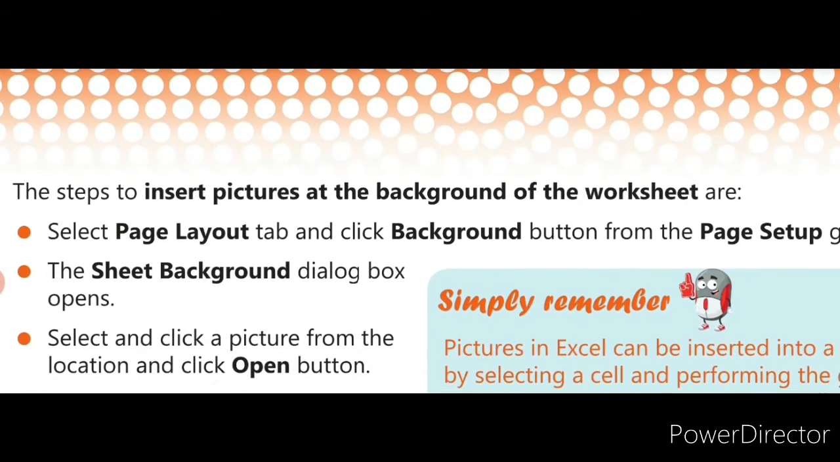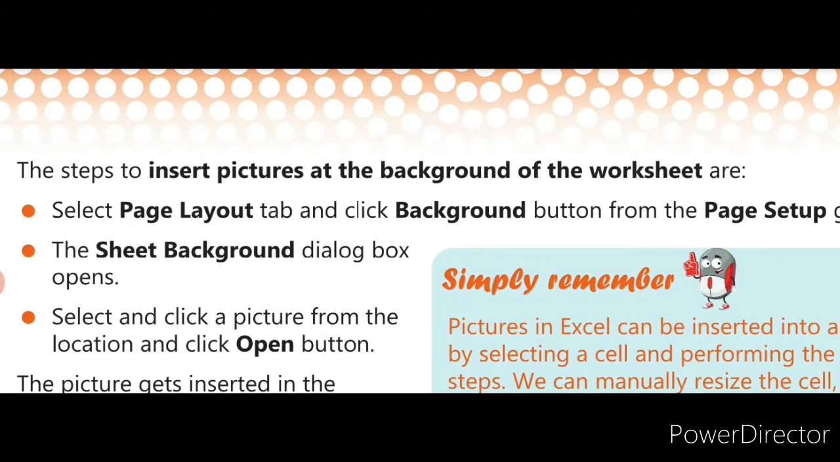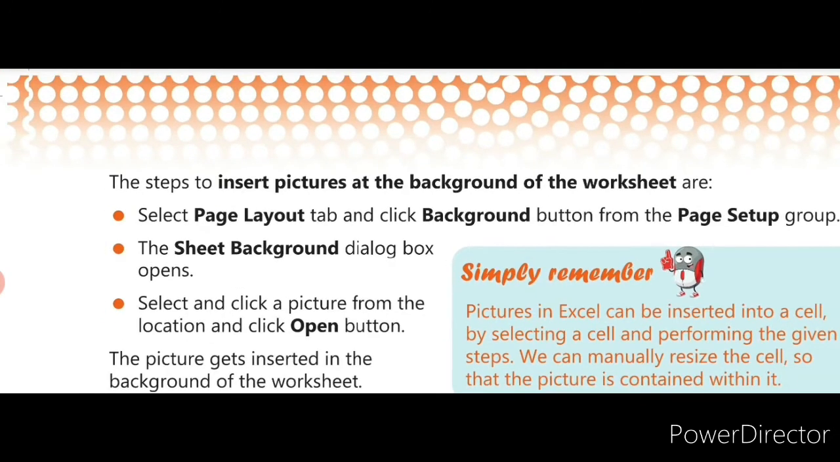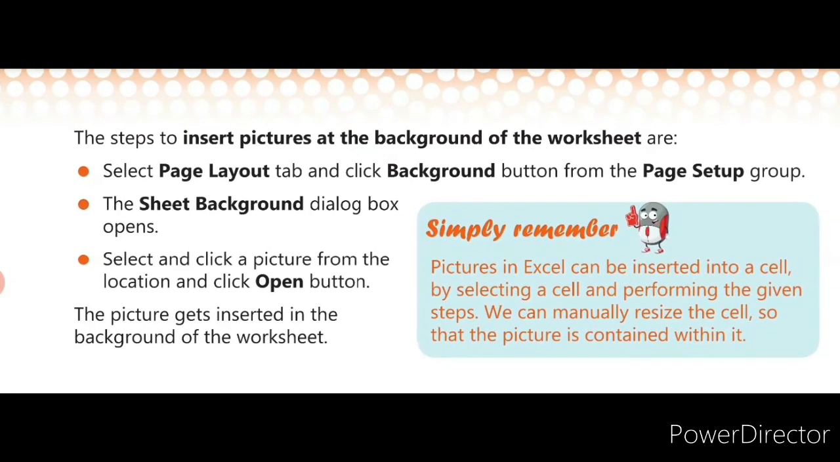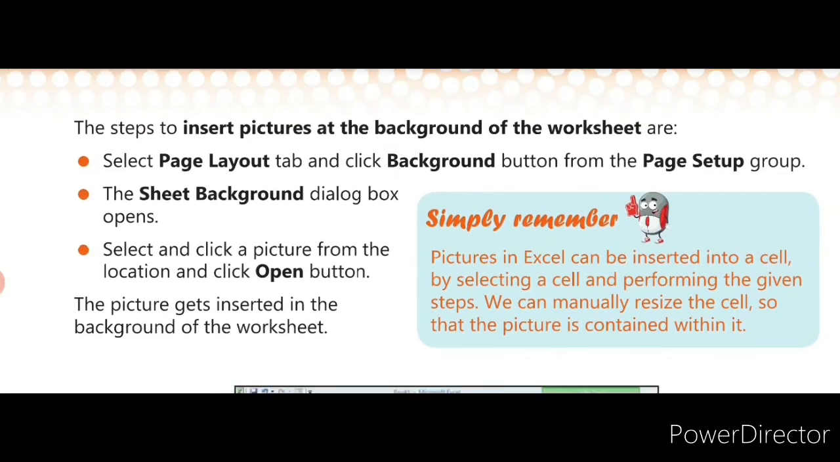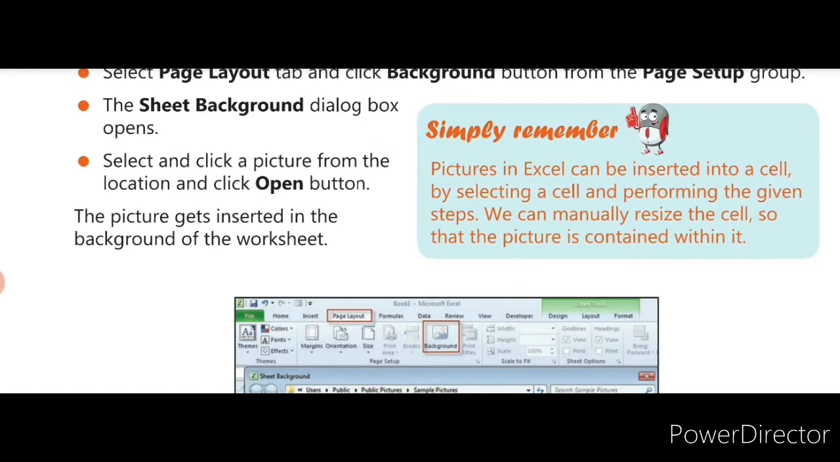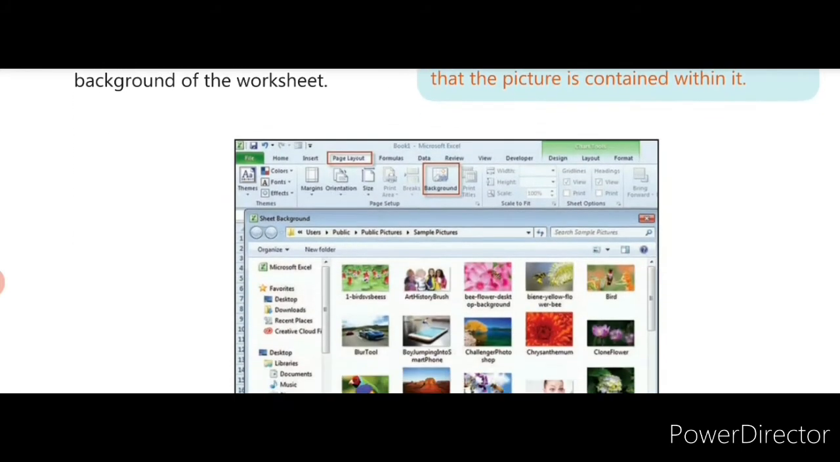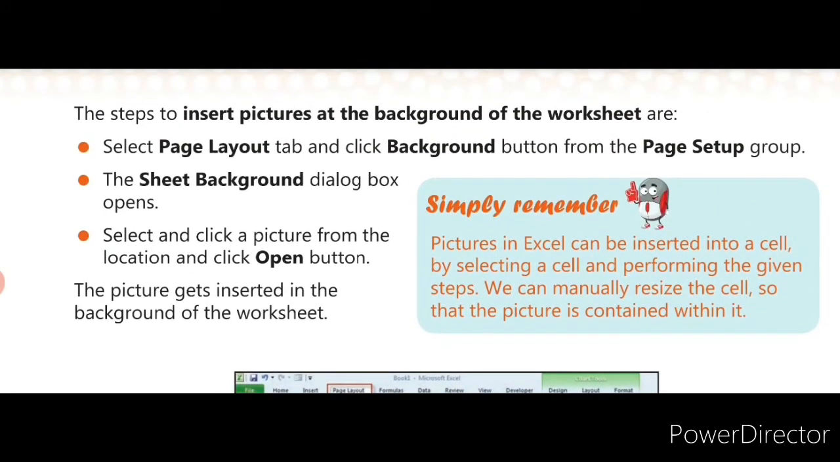Next we are going to see how to insert pictures at the background of the worksheet. Select Page Layout tab and click Background button from the Page Setup group. The Sheet Background dialog box opens. Select and click a picture from the location and click Open button. The picture gets inserted into the background of the worksheet. So we can also insert pictures at the background of the worksheet.